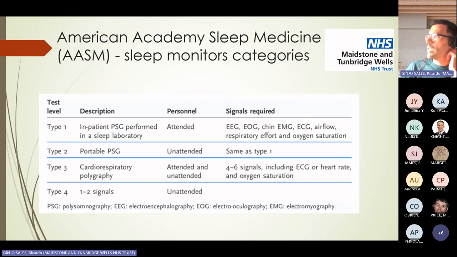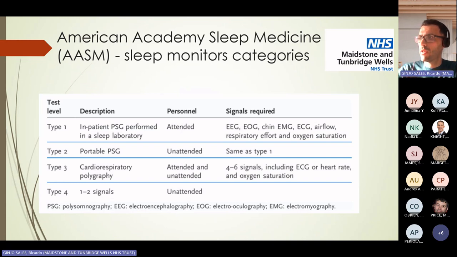The American Academy of Sleep Medicine has split the types of devices available into 4 groups, according to the number of channels, according to the information those devices are providing. So the type 4 is the very old device used in the sleep services, the pulse oximetry. You have only 1-2 signals, the SpO2, the oxygen levels, and the pulse. And we'll explain later on.